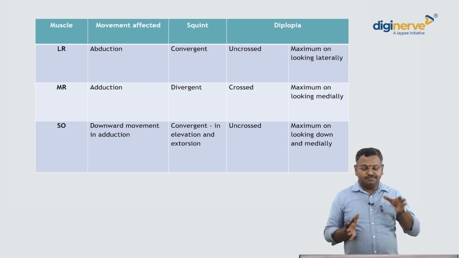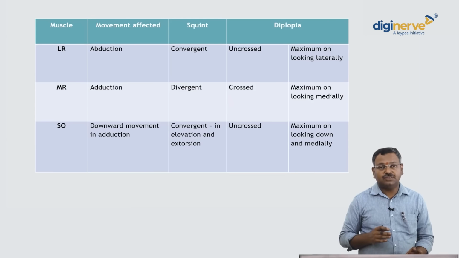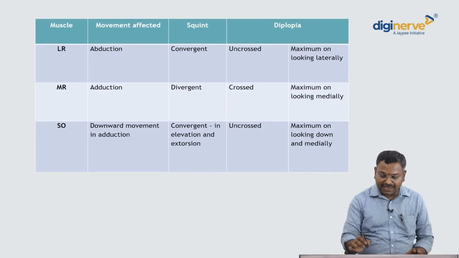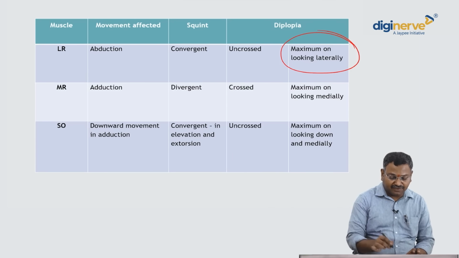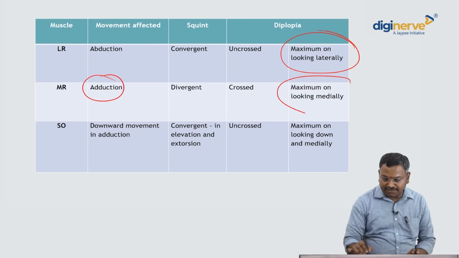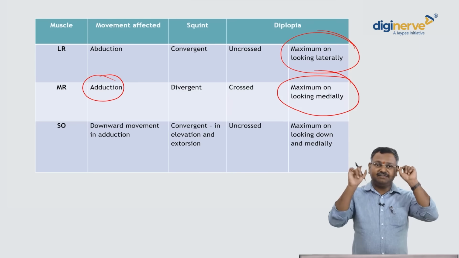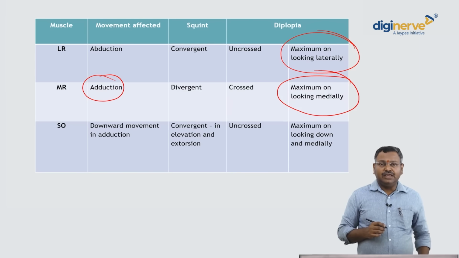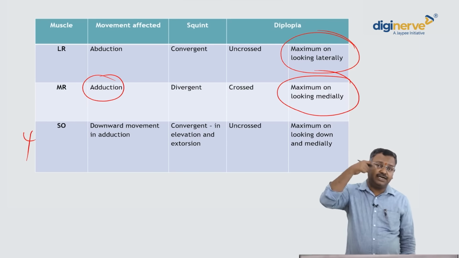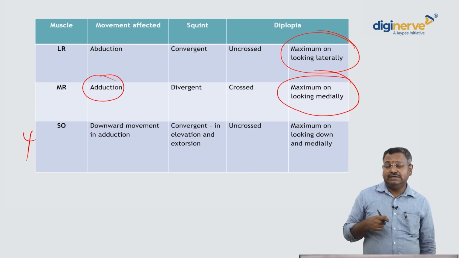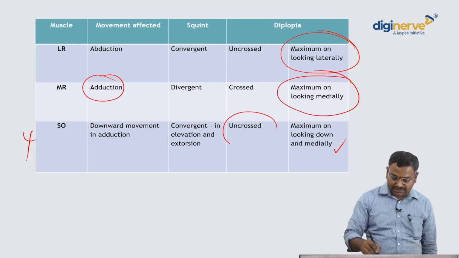As we said, if the lateral rectus is affected, the movement affected is abduction, so the squint is convergent and it is maximum when looking laterally. Whereas if the medial rectus is affected, adduction is affected, the maximum diplopia happens medially and you have a divergent squint. So in third nerve palsy you have a divergent squint, what you saw in the patient. If the superior oblique or the fourth nerve is involved, downward and inward movement is not available, and the diplopia will be maximum when the patient looks downwards and inward.